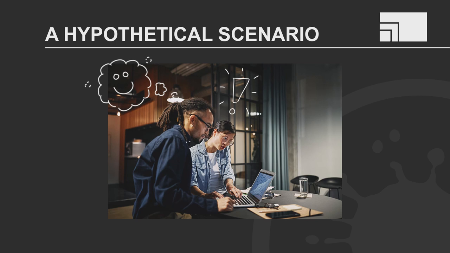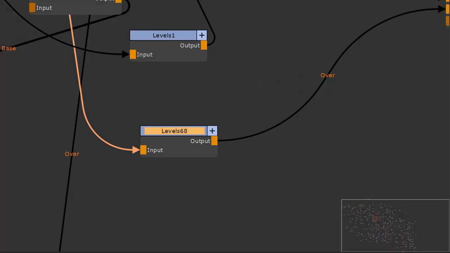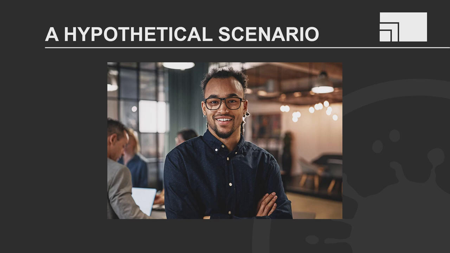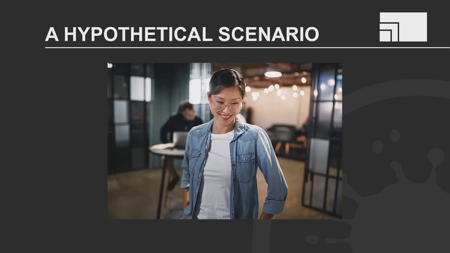And he's like, "Yeah, there's actually some really cool controls to edit with it. All you have to do is search for level 68 and HSV 34. They're a tiny bit buried, but I'm sure you can find them." And you're like, "Oh, wow, thanks so much."